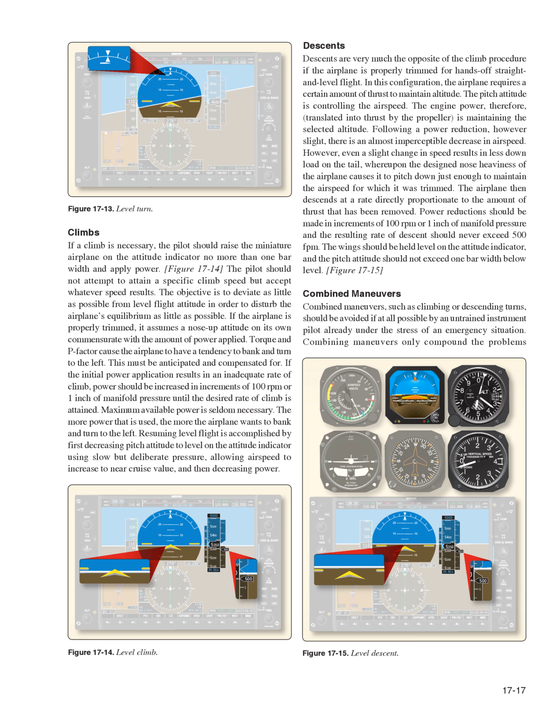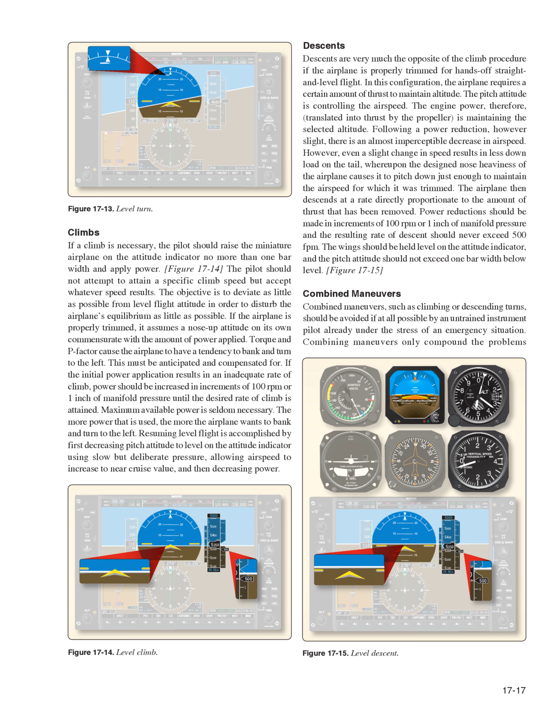Descents are very much the opposite of the climb procedure. If the airplane is properly trimmed for hands-off straight and level flight, in this configuration the airplane requires a certain amount of thrust to maintain altitude. The pitch attitude is controlling the airspeed. The engine power, therefore, translated into thrust by the propeller, is maintaining the selected altitude.